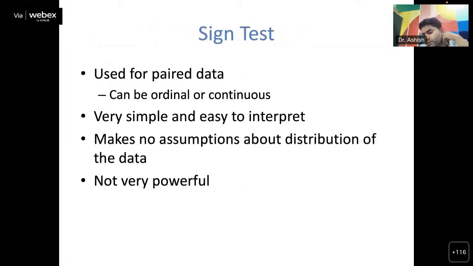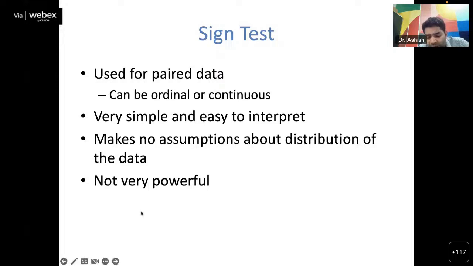So we are using a sign test, which is analogous to the parametric paired t-test. The paired sign test can be applied for paired data only. It's a very simple and easy to interpret test, and it makes no assumption about the distribution of the data.